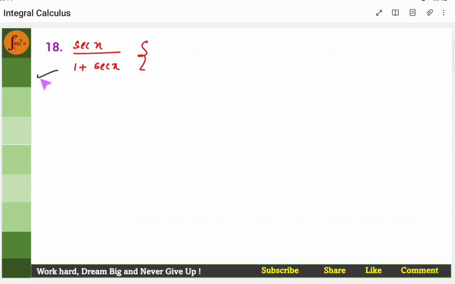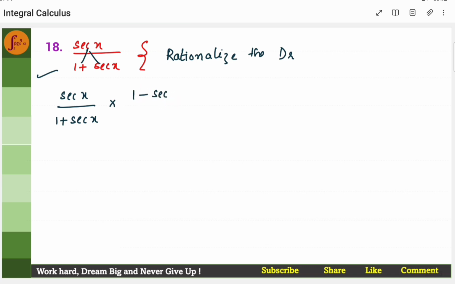Now let's take this particular problem. How do we solve this? Secant x by 1 plus secant x. Here we can't split because you have two terms in the denominator. We can't split. So what can we do? Rationalize. We can rationalize the denominator. How do we do that? We'll have to do it like this. Multiply and divide by 1 minus secant x by 1 minus secant x.